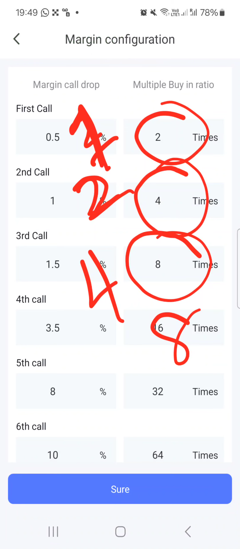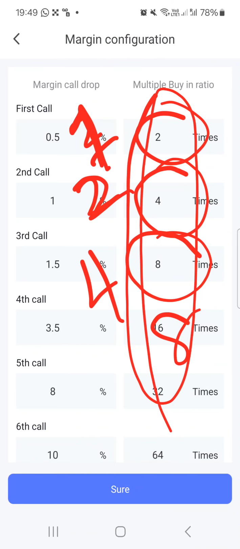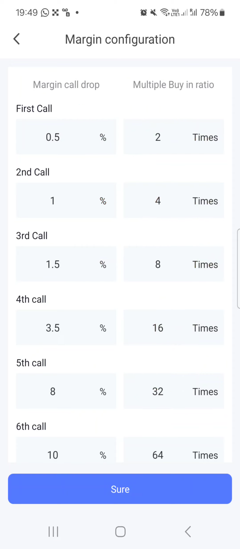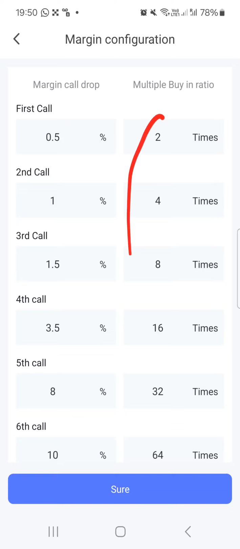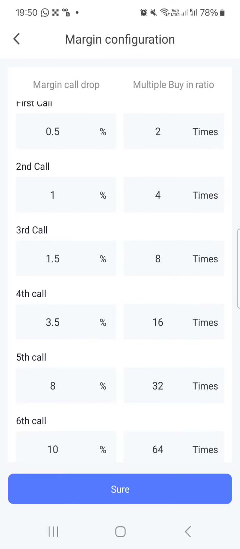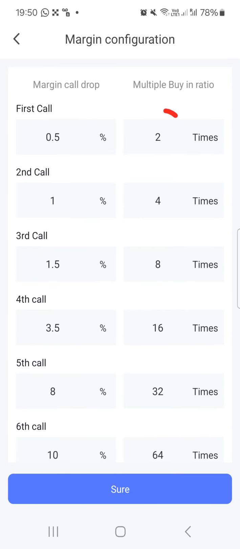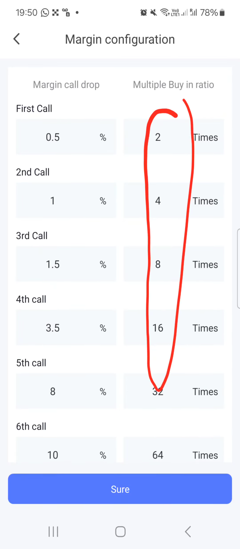This is managing your capital. This is the number of times your capital will go into the market. That is called the multiple buying ratio: the number of times the money is put in the market. So you can reduce it according to your capital.